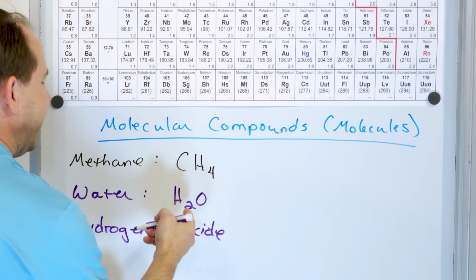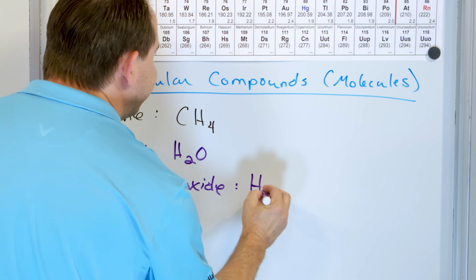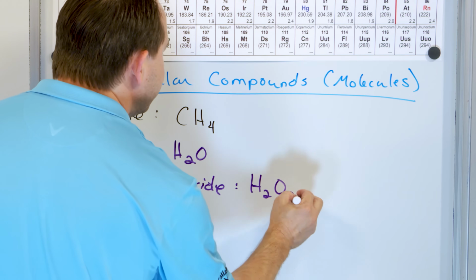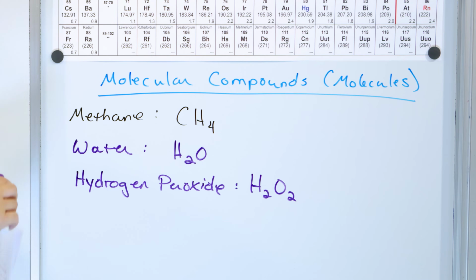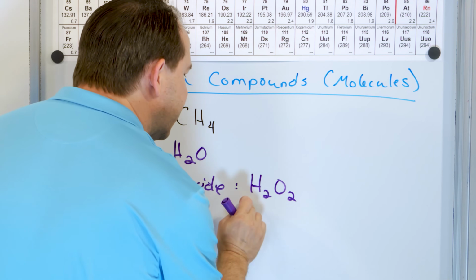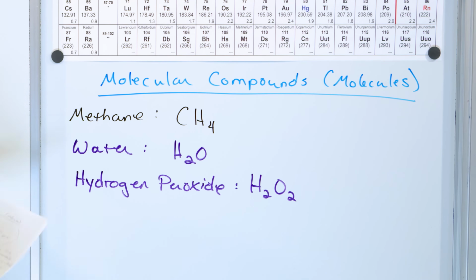Right? Which is basically water with one more thing. So instead of H2O, it's H2O2. This means 2 atoms of hydrogen and 2 atoms of oxygen. But again, this doesn't tell you at all what it looks like. I'm going to show you what it looks like here in a few minutes.